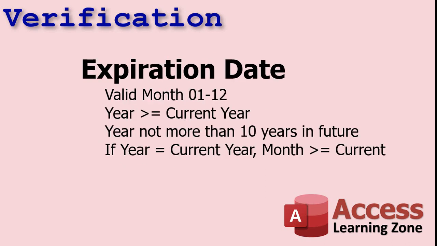Now, when it comes to the expiration date, you want to make sure the month is valid, right? 01 through 12. You want the year to be greater than or equal to the current year, but not more than 10 years in the future. I have yet to see a credit card that is issued that expires more than 10 years from now, so I check that on my website. And of course, if the year equals the current year, then the month has to be greater than or equal to the current month. So it's 2022 right now. If someone types in an expiration date of 03/22, and it's currently August, that would obviously be invalid.